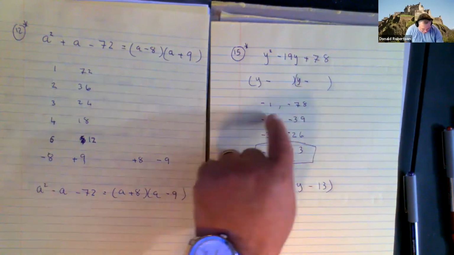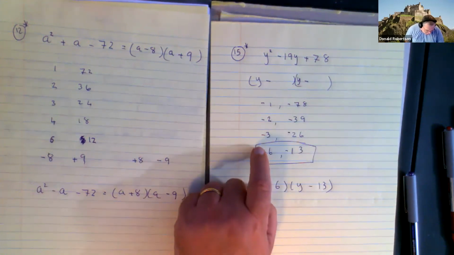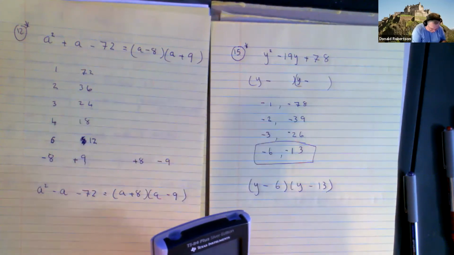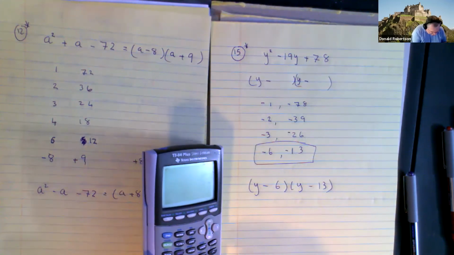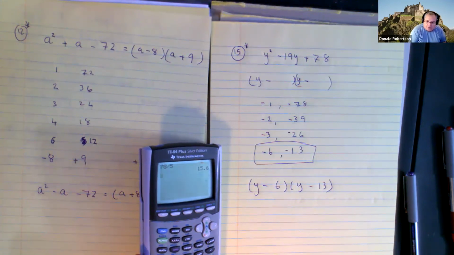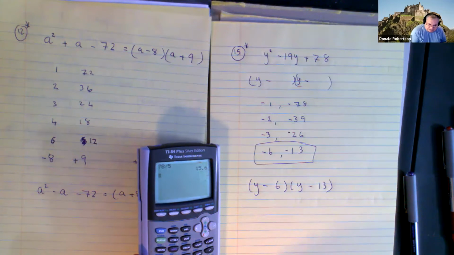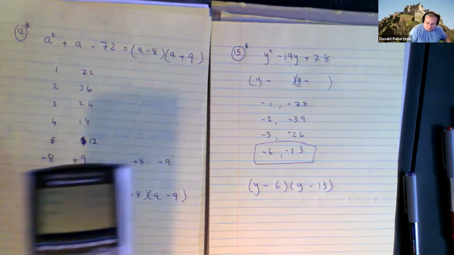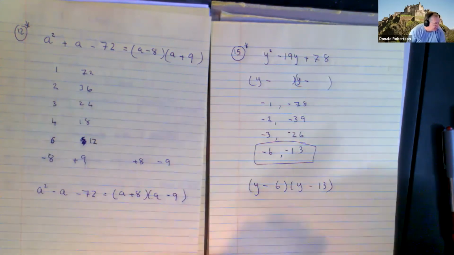1 times this, 2 times this, 3 times that. Now you might have thought, what about 4 times something and 5 times something? I can show you why those are non-starters, because we want whole numbers. If you divide 78 by 5, it doesn't come out as a whole number, so it's not a factor of 78. If I divide 78 by 4, that doesn't work either. But if I divide 78 by 6, you see it does work. So we're finished with that one.